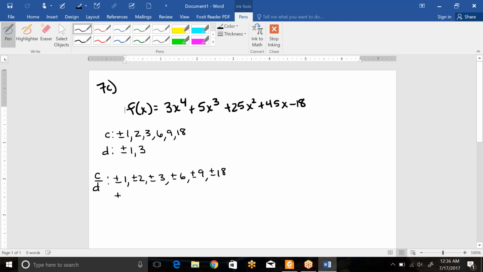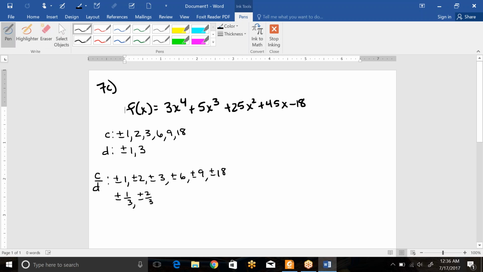Then we start putting them over 3, so plus or minus 1/3, plus or minus 2/3. 3 over 3 is 1, which we've already got. 6 over 3 is 2, which we already have. 9 over 3 is 3, which we already have, and 18 over 3 is 6. So the rest of those are just repeats, so that means we have a full list.